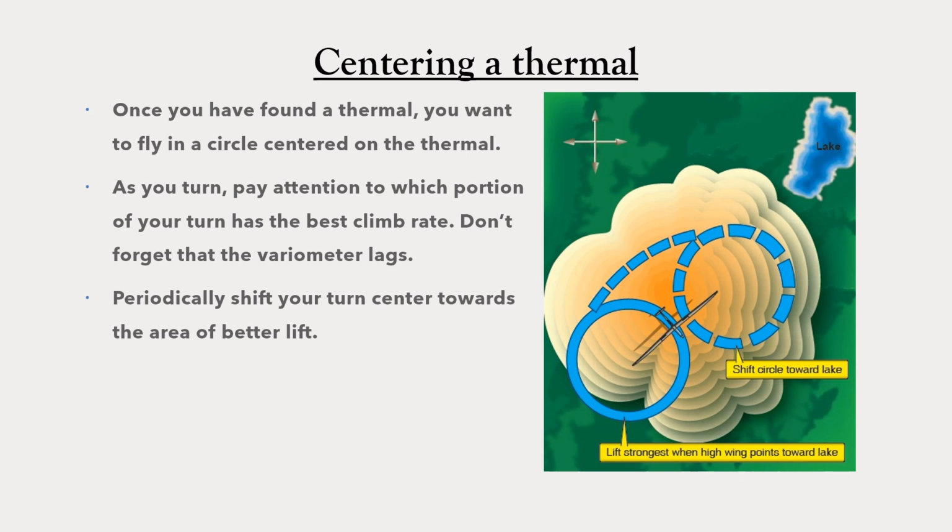Another way to do it is to gradually change your angle of bank so that when you're moving away from the strongest lift, you use a high angle of bank to do a sharper turn. And when you're heading toward the stronger lift, you use a shallower angle of bank so that you go straighter. That will gradually move your circle over.